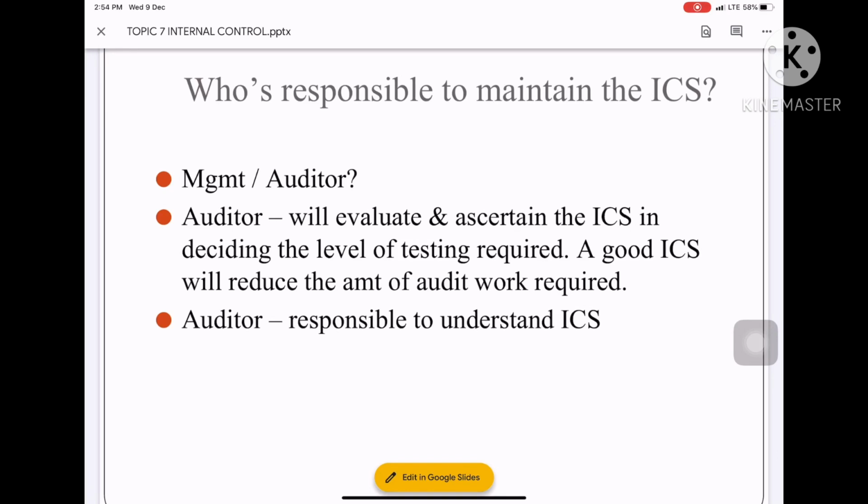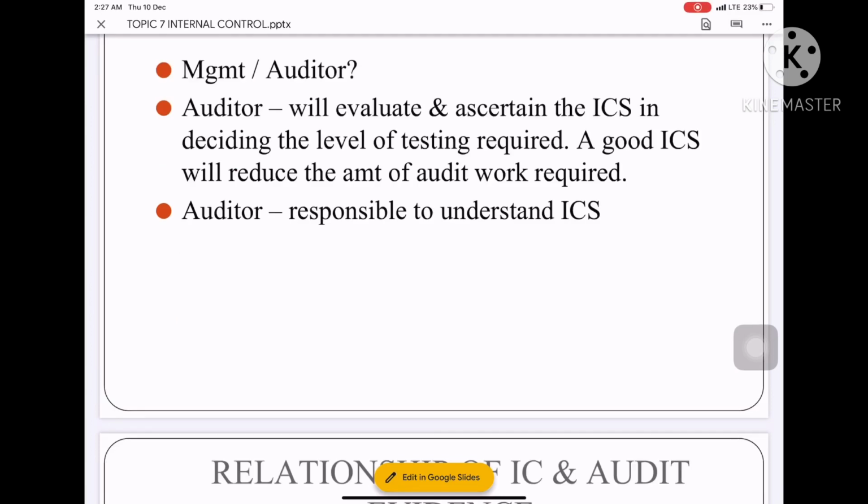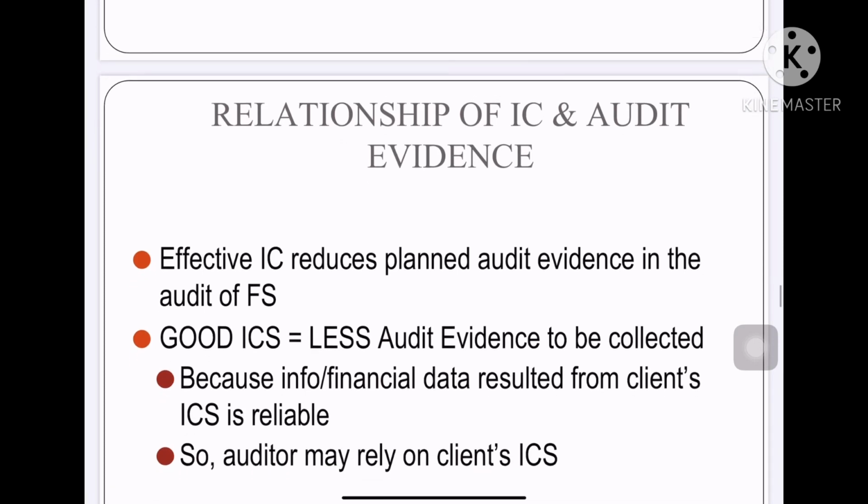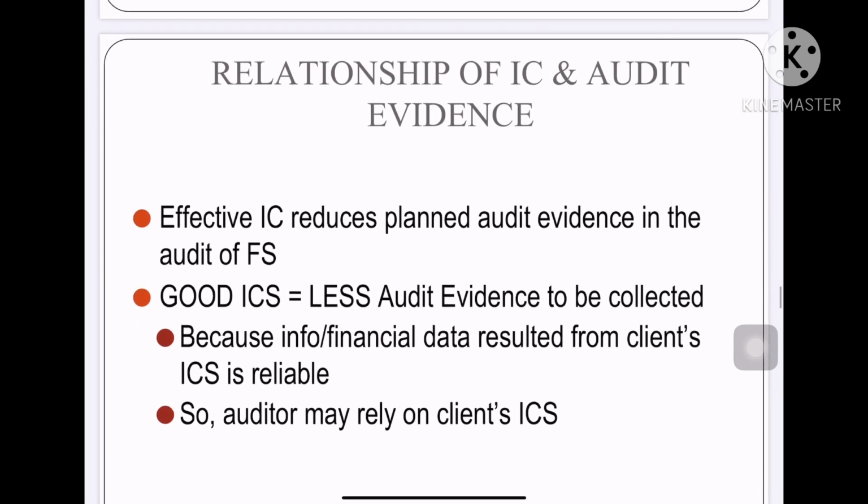And we reduce the amount of audit work required. So you can see here from your conclusion. As a conclusion, we can say that the auditor's responsibility is to understand the internal control system of the client. Alright, so the relationship of the internal control and audit evidence: effective internal control reduces planned audit evidence in the audit of financial statements.